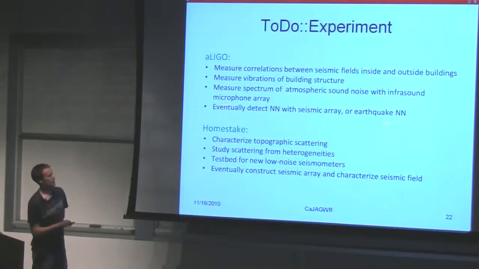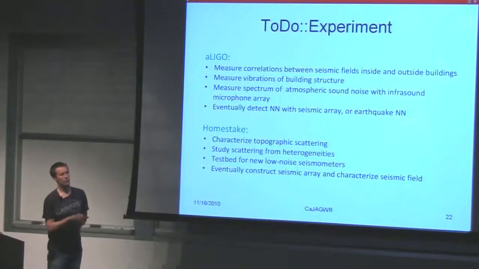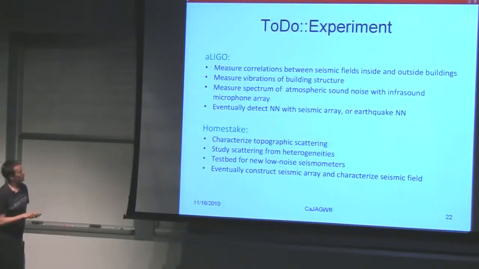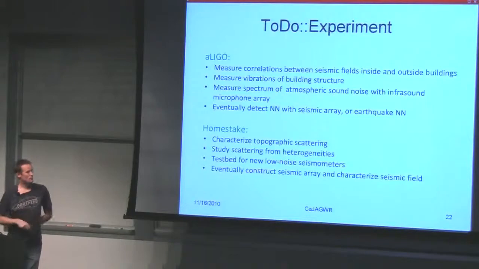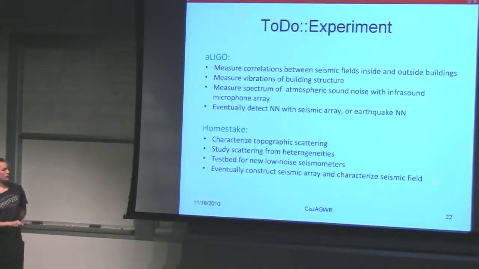Yes, and then eventually, hopefully, detect Newtonian noise, be it from seismic noise or at least from earthquakes. And then at Homestake, we have to continue the analysis of scattering and also use it as a test bed for low noise seismometers, and then in the end really do a three-dimensional array, something that people haven't done much in the past, because you really want many, maybe 100 or 50 seismometers, and then deploy a wide array with STS2 or something. So that's actually getting quite expensive, but that would be needed to characterize the seismic field and understand what's going on with scattering and everything.